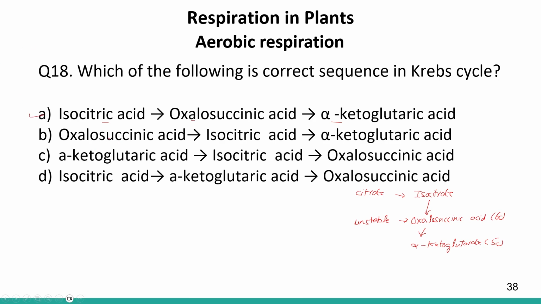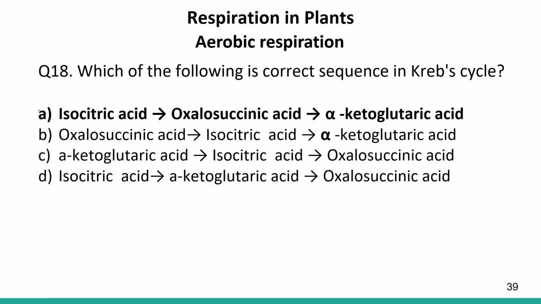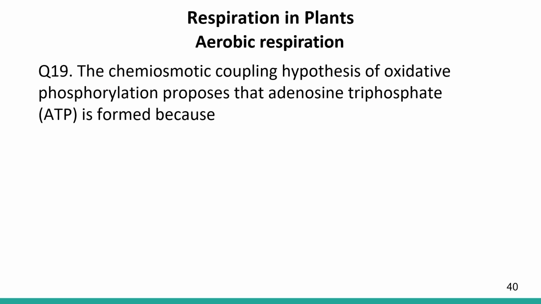Option B is oxalosuccinic acid to isocitrate to alpha ketoglutaric acid. This is also not true. Then we have alpha ketoglutaric acid to isocitric acid and oxalosuccinic acid, which is also not true. The fourth option is also not true. So what is the answer? Answer is option A. From isocitric acid, a 6-carbon unstable intermediate is formed. Isocitric acid is also a 6-carbon compound, and then finally a 5-carbon alpha ketoglutaric acid is formed.